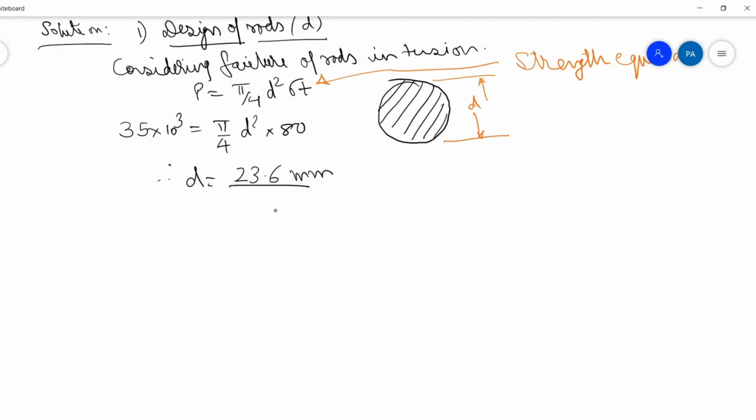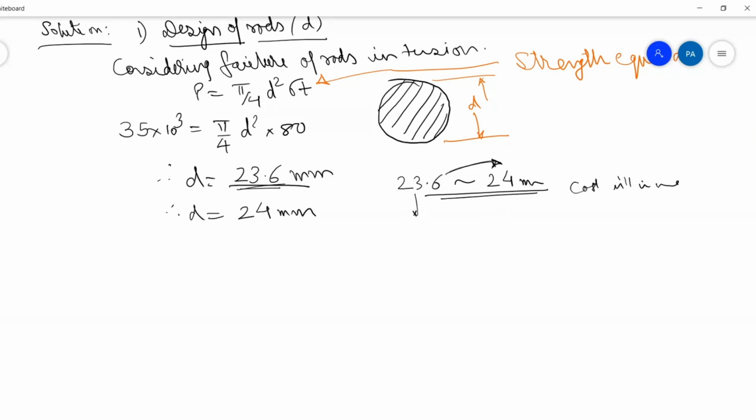23.6 mm. Now understand here that 23.6 mm is the diameter of the rod. Now you may round it up to 24 mm. That is, we are rounding this 23.6 to 24 mm. Now here when we are increasing, you will always increase the value and not decrease the value, because if you decrease the value, then what will happen? It will fail. Now, when you are increasing the value, what is happening? You are increasing the material. When you are increasing the material, the cost of the product will increase.